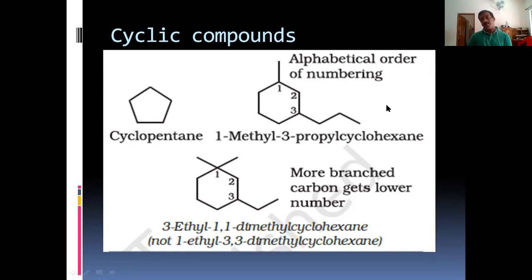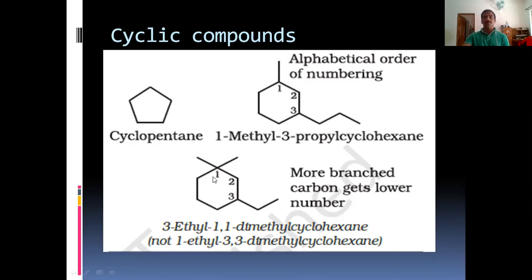So here, when you number the carbon atoms, you have to consider the alphabetical order of substituents. When you consider methyl and propyl, methyl is alphabetically first, so methyl will get number 1. Here 1 is given, 2, 3, propyl 3. So what is the name of the compound? 1-methyl 3-propyl cyclohexane.